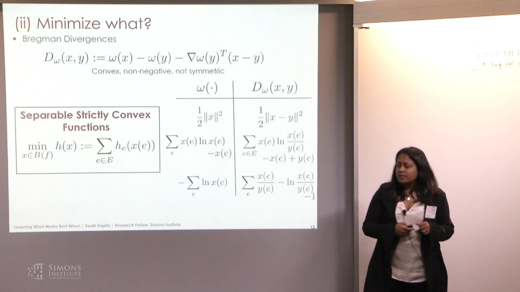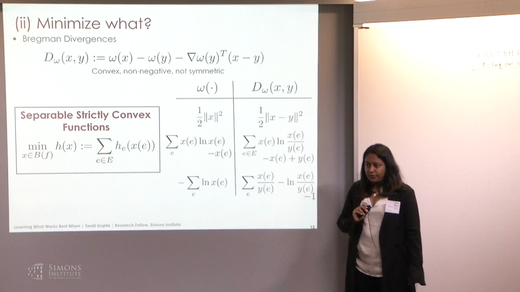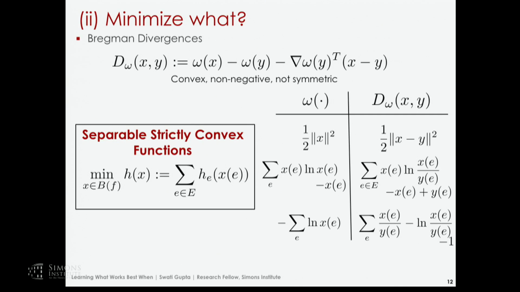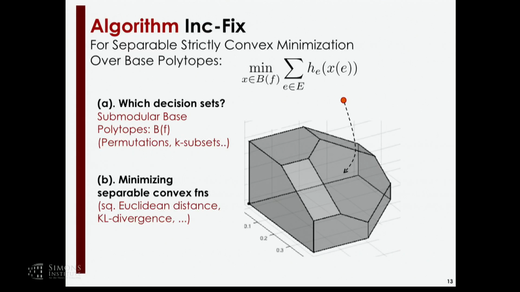And at this point, one might ask, okay, why do we care about all of these different omega functions, different generating functions? The short answer is that they get different convergence and regret bounds under different loss settings and different polytopes. You can just plug in the omega function based on the geometry of the polytope, and that will give you a different rate of convergence in these methods. Okay. So to summarize, we are going to minimize strictly convex separable functions over submodular-based polytopes, like the squared Euclidean distance over the convex hull of permutations.